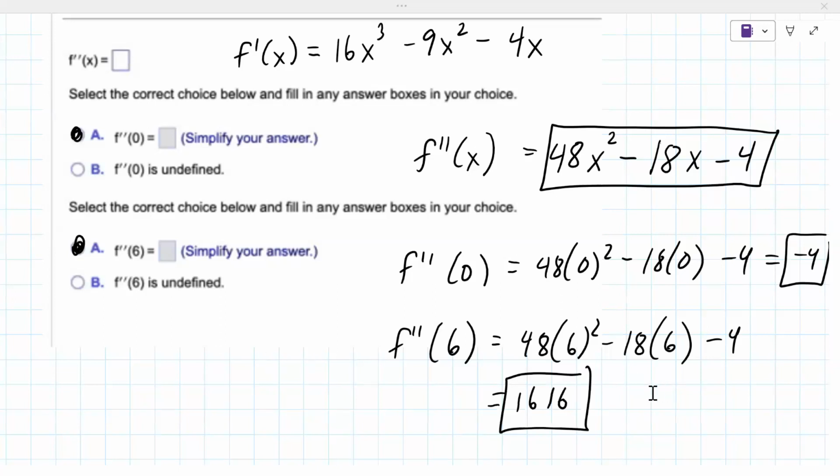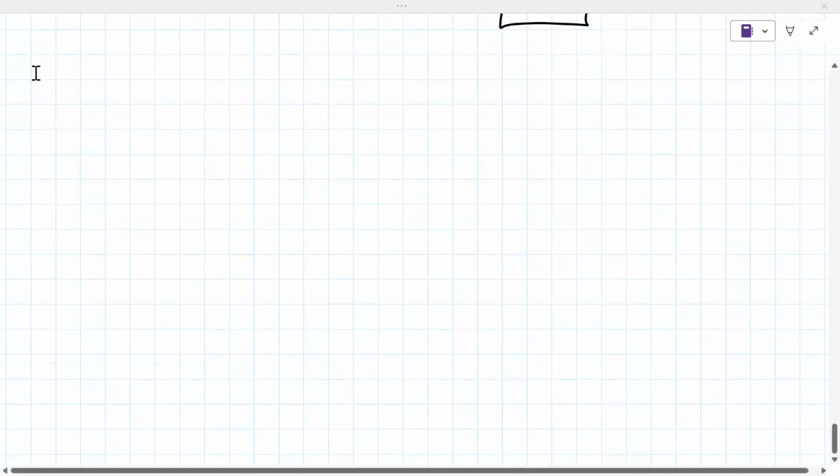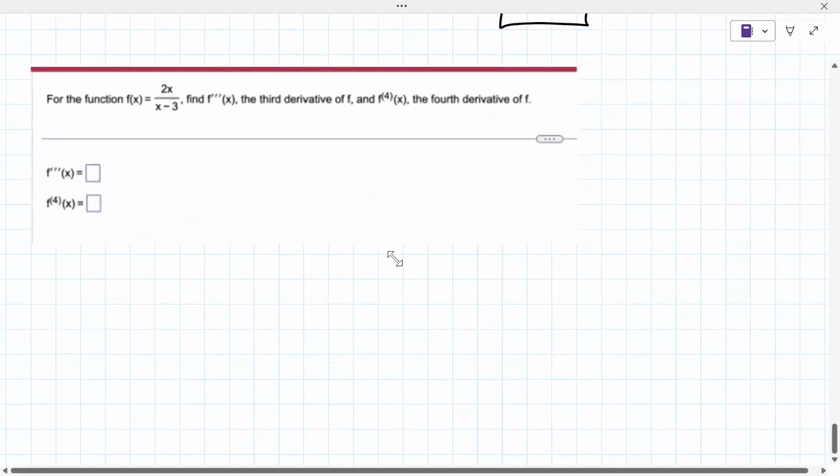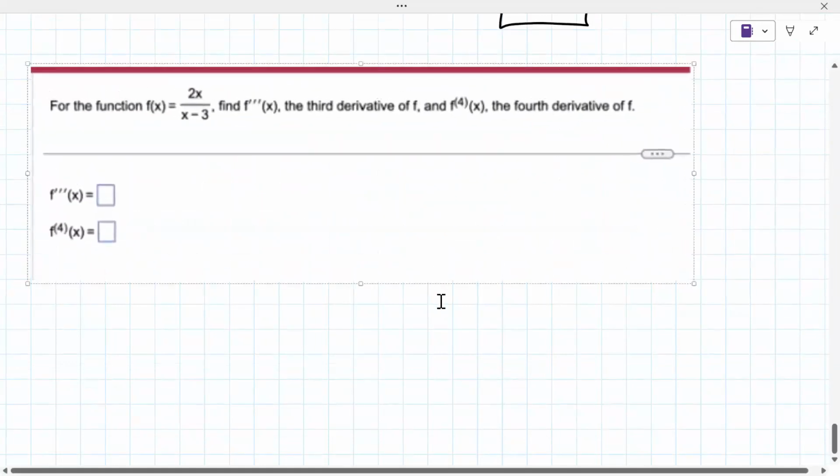Any questions, thoughts on that? No, those ones I'm fairly confident in, I would say. Yeah, good. All right, so new problem here.